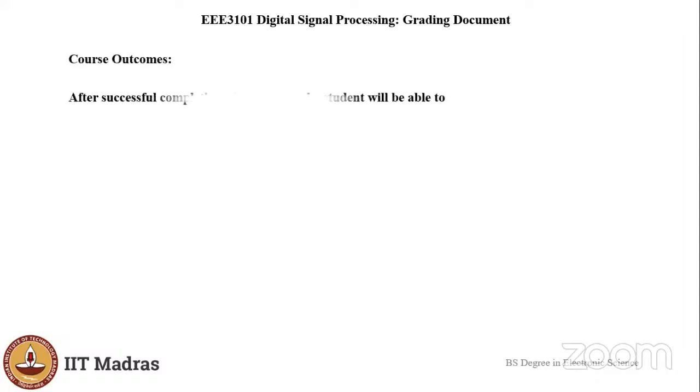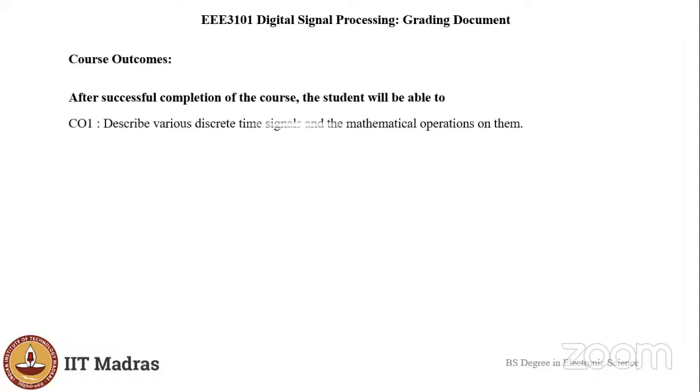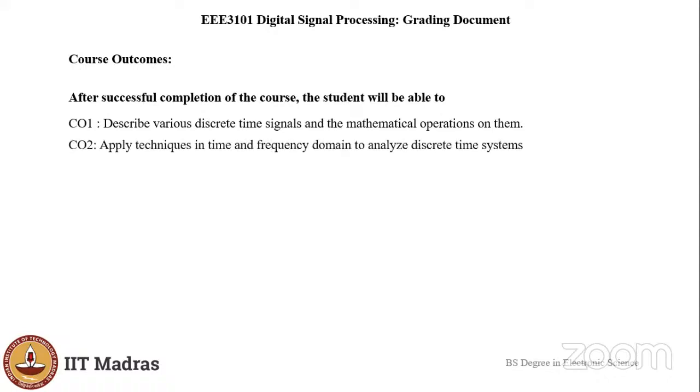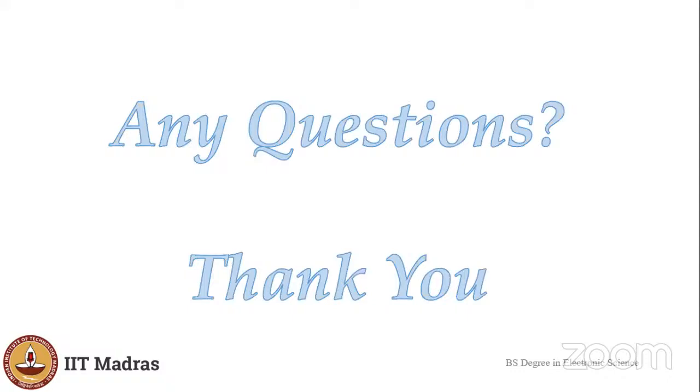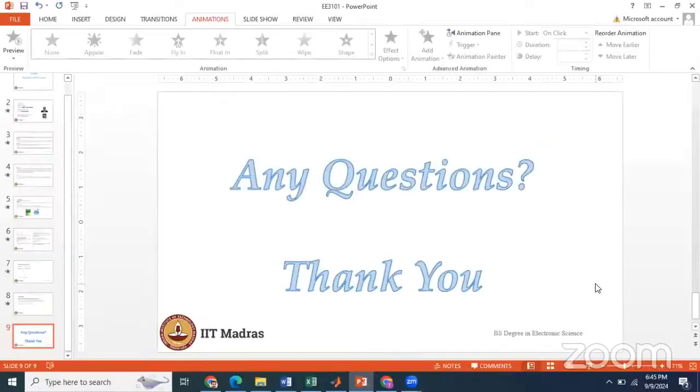These are the course outcomes. After successful completion of the course, the student will be able to describe various discrete time signals and the mathematical operations on them, apply techniques in the time and frequency domain to analyze discrete time systems, understand the process of sampling, and design digital filters for a particular application. So this is what I wanted to discuss. If you have any questions, you can ask.